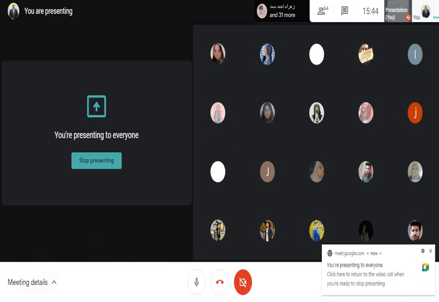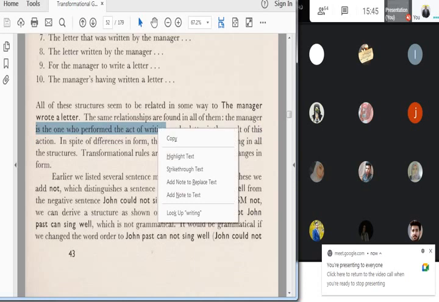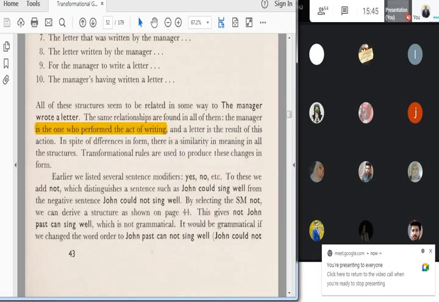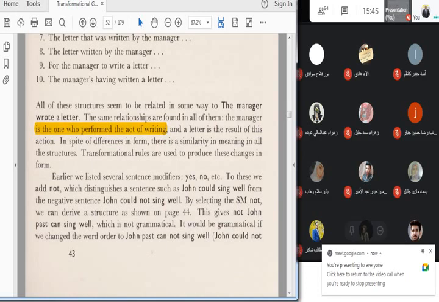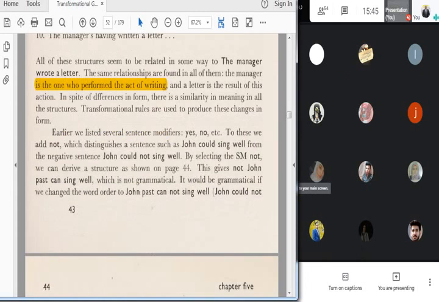Okay, so the idea is that they share the same relationship found in all of them. The manager is the one who performed. You see, who is the manager? The manager is the doer of the action. He's the one who performed the act of writing. Letter is the result of this action. In spite of the differences, there is a similarity in meaning in all these structures.